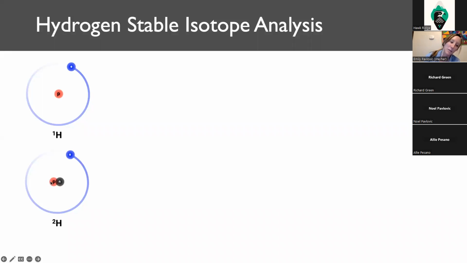This red sphere is a proton, and protons and neutrons have essentially the same mass. And so deuterium is twice the weight of protium, which gives it these different properties and causes it to act differently in the environment.